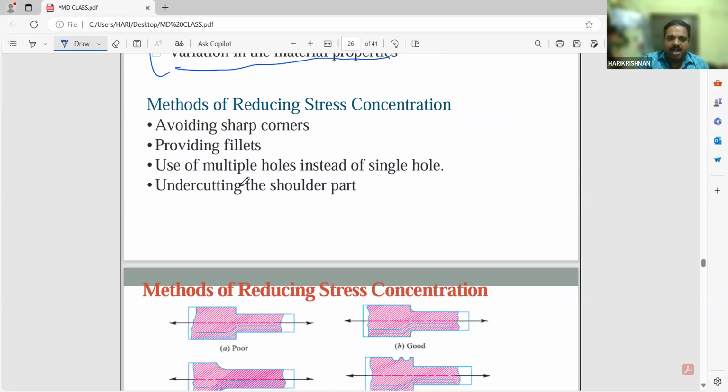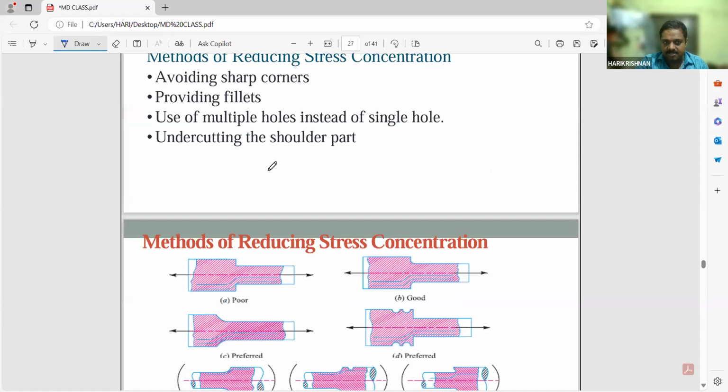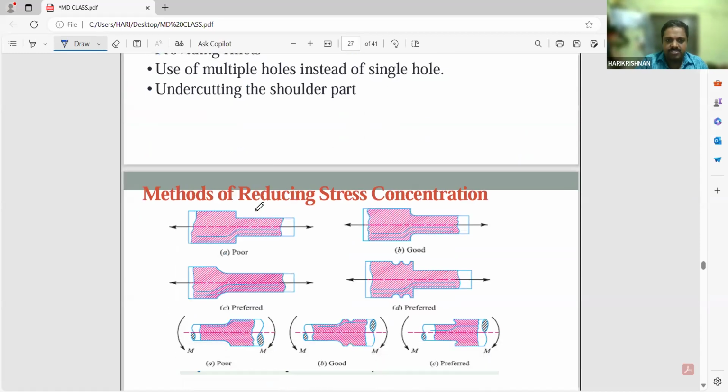Okay. So what are the methods to reduce stress concentration? So one is avoiding sharp corners, providing fillets, use of multiple holes instead of single holes, undercutting the shoulder part. Okay. So you see over here, when you can see here what happened? Corners are sharp. Okay. So here stress concentration is more.